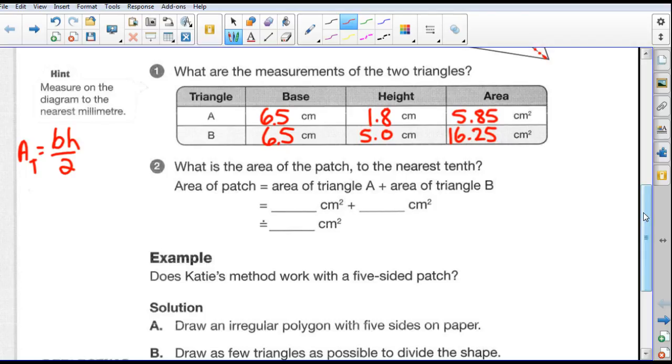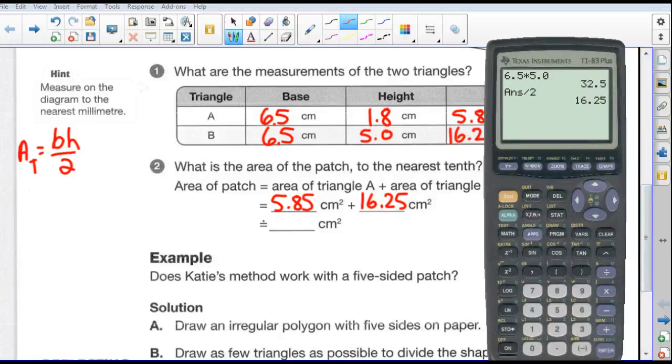Well, the area of the patch is just equal to the area of triangle A plus the area of triangle B, which is 5.85 plus 16.25. Notice that my answers are to the nearest 100th. I don't want to round to the nearest tenth until I add them together and get my final answer. In the last step, then I round.